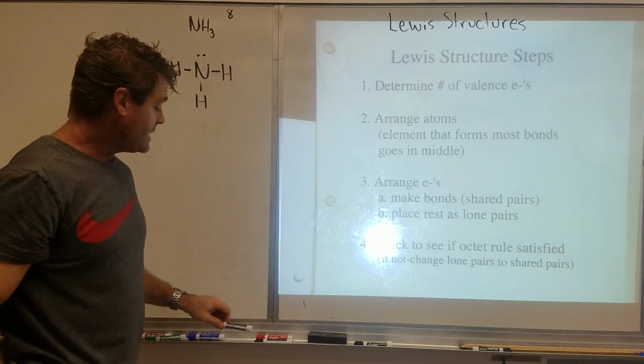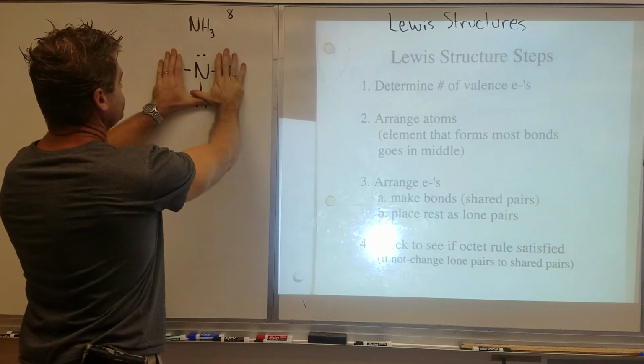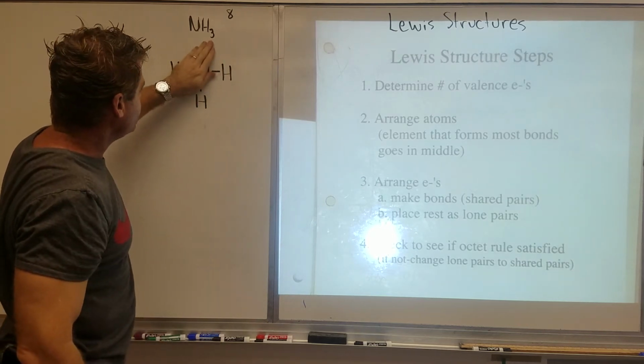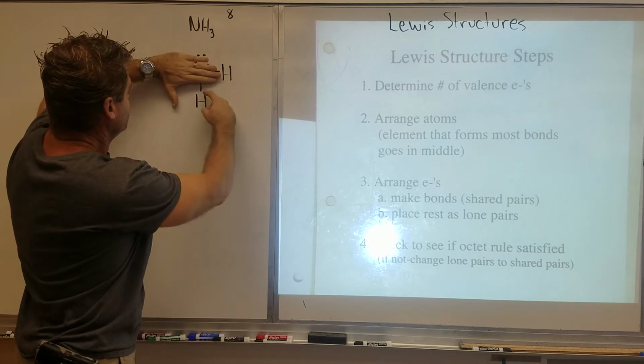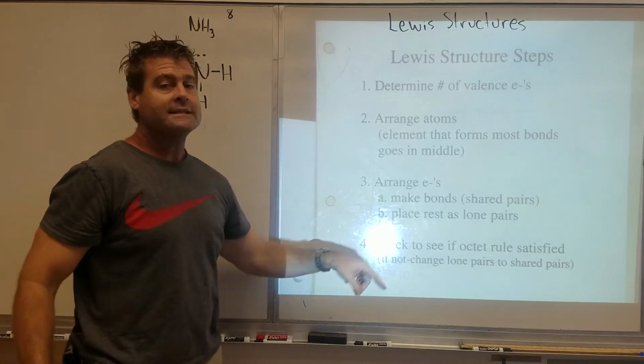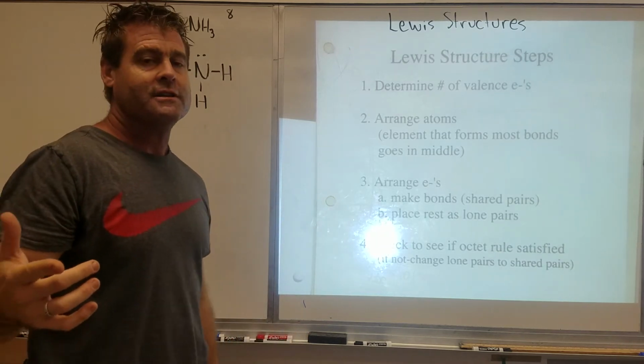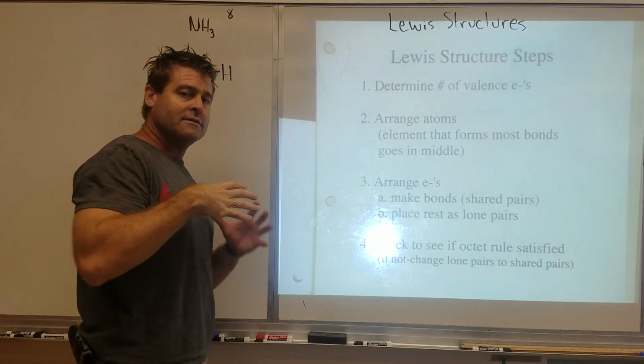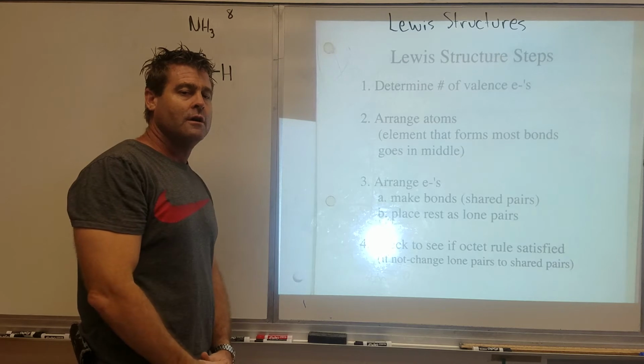So the last thing I do is check the octet rule. Look at my nitrogen. 2, 4, 6, 8. Nitrogen's good. Now look at each hydrogen. Each hydrogen only has how many electrons? 2. So when we say octet, hydrogen is an obvious exception to that. Hydrogen only requires a total of 2 electrons to fill its first inner shell.